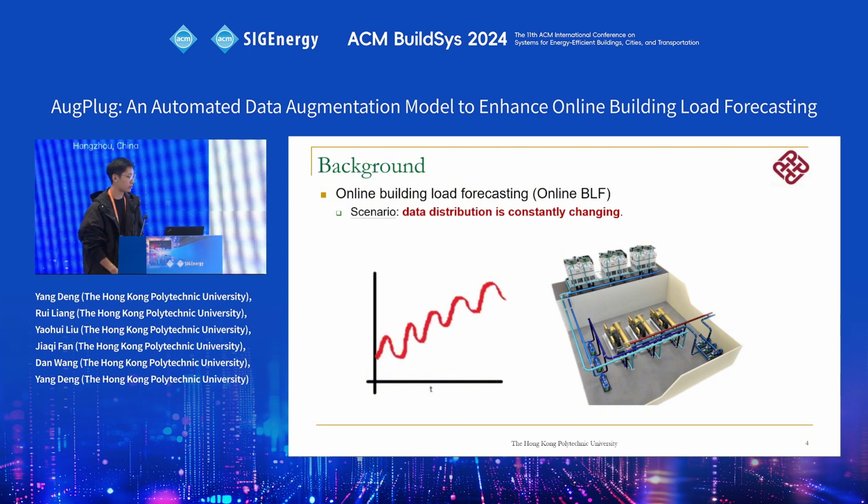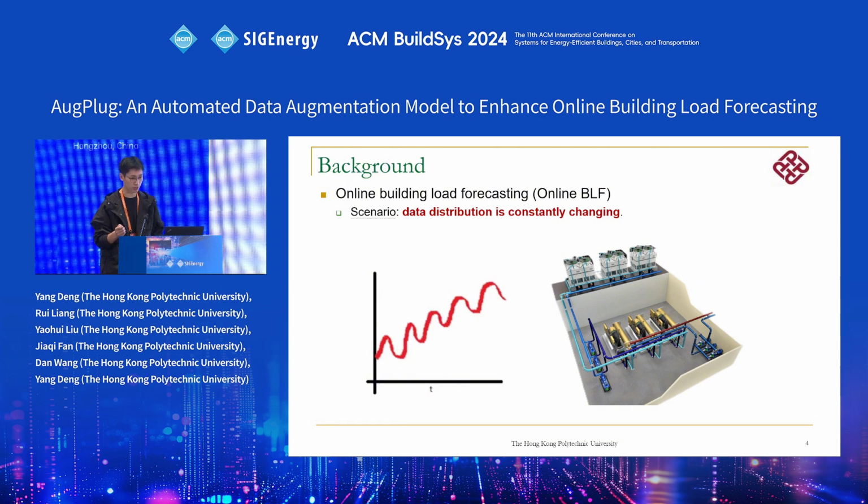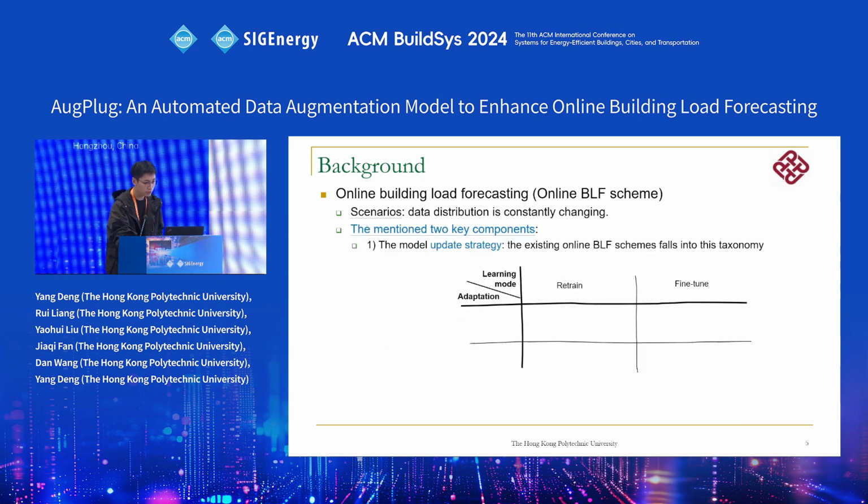Building load forecasting is a very typical task that benefits downstream applications, such as controlling the HVAC system. There are many research works based on online machine learning to improve the load forecasting accuracy. To our knowledge, almost all the works on online building load forecasting focus on data distribution changes and aim to keep the accuracy at a high level.